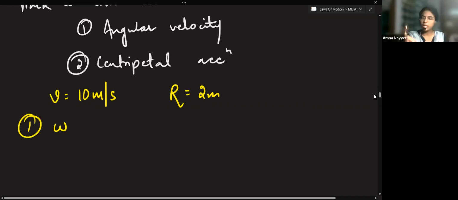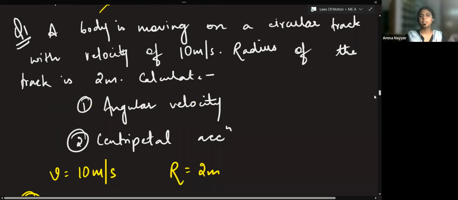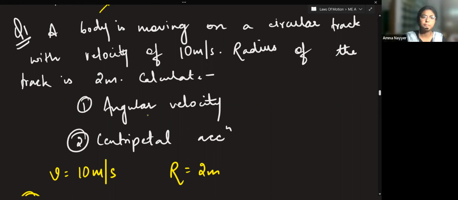Can anybody answer? Okay, do one thing. Take 2 minutes, answer both the parts. Both the parts are very easy. Reply to me in the chat box. Just take 2 minutes, try this question. Very easy formula based question. Which relation will we use for angular velocity? If we have angular velocity, how will we calculate centripetal acceleration? At least tell me angular velocity. Centripetal acceleration I'll solve.